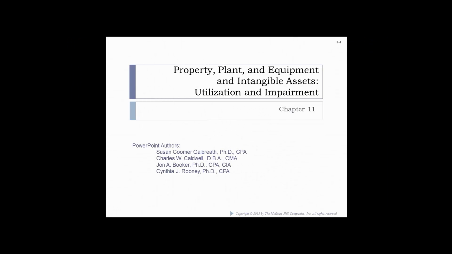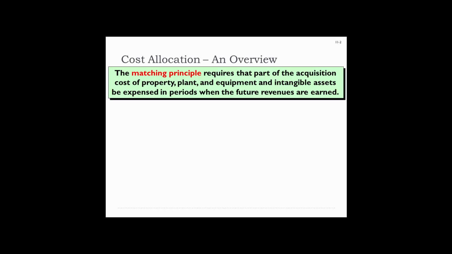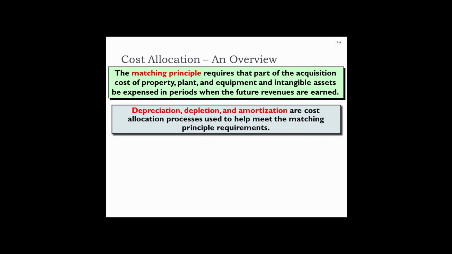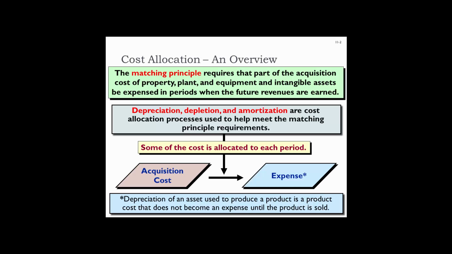This is Chapter 11, Property, Plant and Equipment and Intangible Assets: Utilization and Impairment. So, cost allocation and overview. The matching principle requires that the part of the acquisition cost of the property, plant and equipment, and intangible assets be expensed in the period when the future revenues are earned.